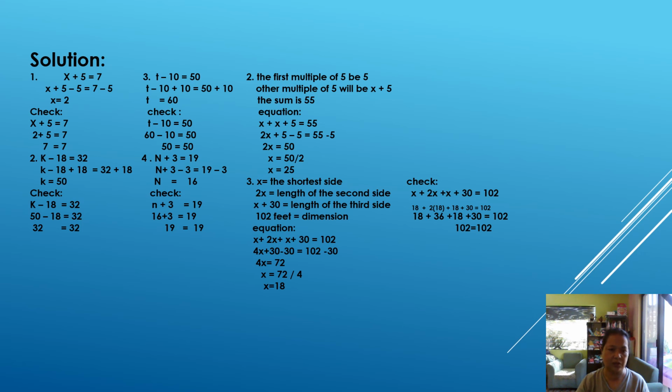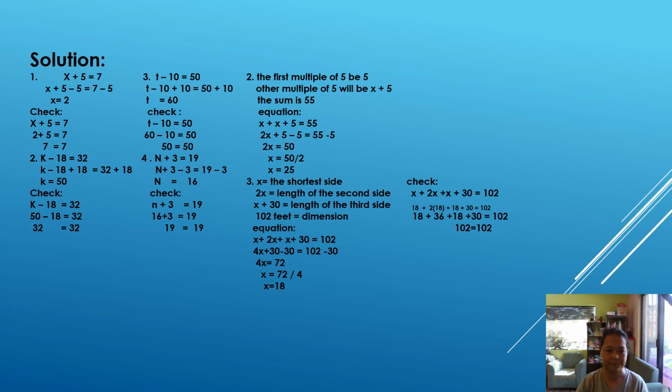And you are correct. Number two, the first multiple of 5 be x. The other multiple of 5 will be x plus 5. The sum is 55. Equation: x plus x plus 5 is equal to 55. 2x plus 5 minus 5 is equal to 55 minus 5. Cancel yung positive at negative 5. Natira ay 2x is equal to 50. x is equal to 50 divided by 2. The value of x is equal to 25.